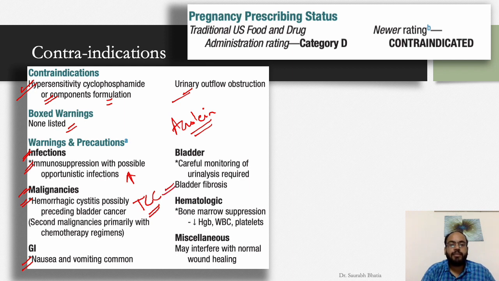Bladder fibrosis is seen if used long term, and if high dose cyclophosphamide is used, bone marrow suppression, because it is cytotoxic, it will destroy all cells, more so the proliferating cells, and because of that, it can have a severe bone marrow suppression. It may interfere with normal wound healing. So you just have to remember the headings: infections, malignancies, GI, bladder, hematological and miscellaneous. And in this you just have to remember hemorrhagic cystitis possibly preceding bladder cancer. So you just remember that this is important.